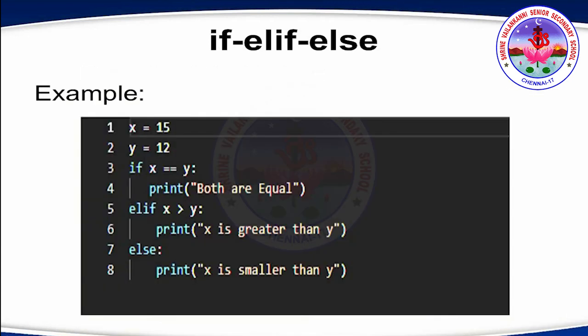So now an example. x is equal to 15, y is equal to 12. If x is equal to y, print both are equal. Elif x is greater than y, print x is greater than y. Else print x is smaller than y. So if you go through this code, you will understand how if, elif works and how the indentation is given. Okay, so I'm giving you time to go through. Please go through.